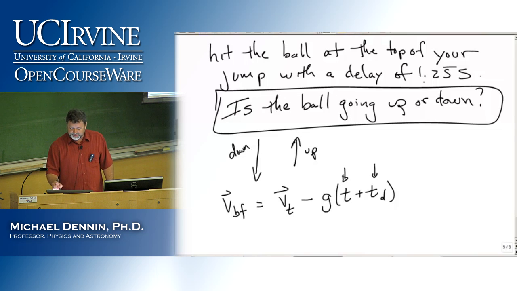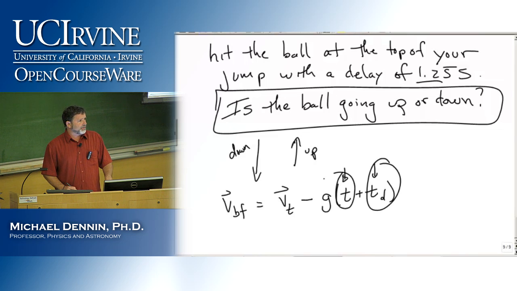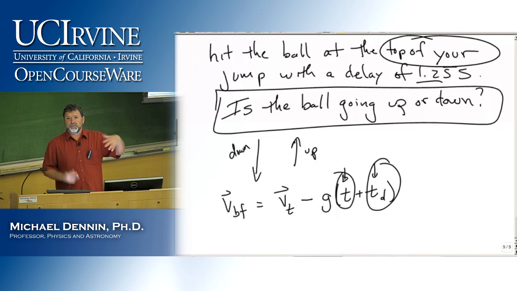And I've just been given the delay time, and I already knew how to get the flight time. How do I do that? How long am I in the air? I use what? What fact do I use? What physics fact am I going to use? My velocity is 0 in that direction because it's the top of my jump.